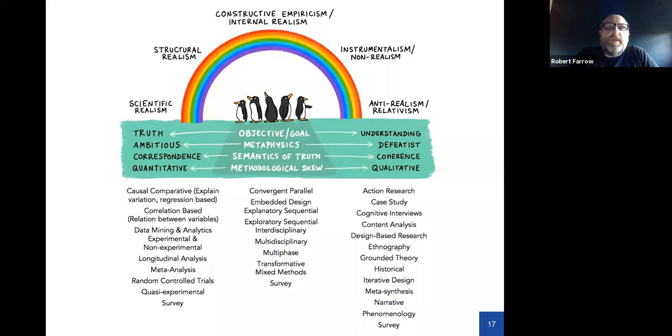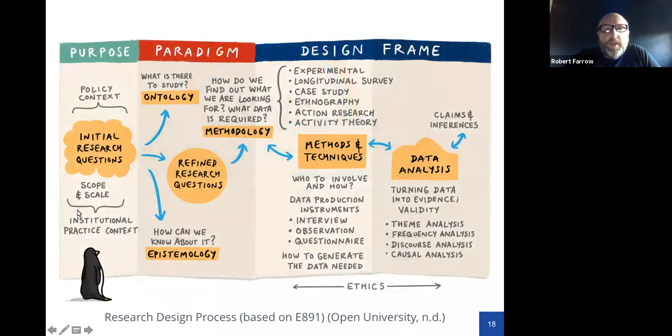anti-realism or relativism, various options in between, various differences between the metaphysics of it and the methods that are used. And at the bottom, you can see how specific research methods map onto those philosophical and ideological differences. We also did some redrawing of existing graphics from other people's work, where we thought it was quite good.